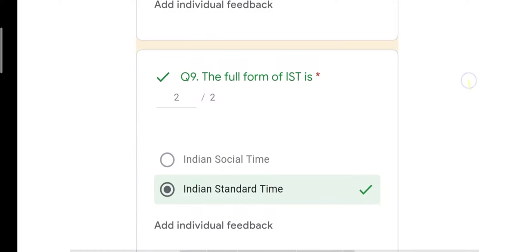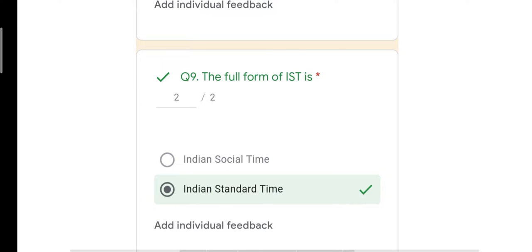Now question number 9. The full form of IST is. Children, this was a trick question. IST is Indian Standard Time, from the very last paragraph of the second chapter. We have read about Indian Standard Time. So there is nothing such as Indian Social Time. It was just to confuse you, and some of you have ended up choosing option 1, and this shows that you people don't read the books.